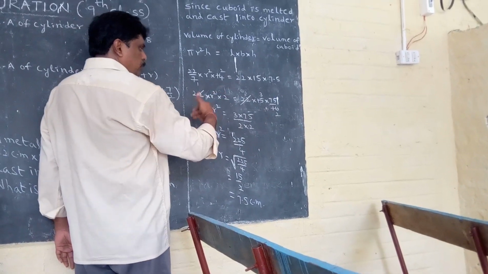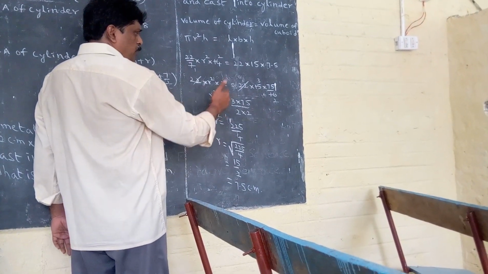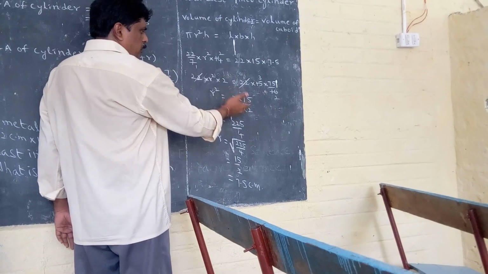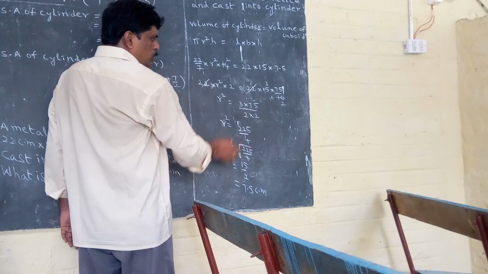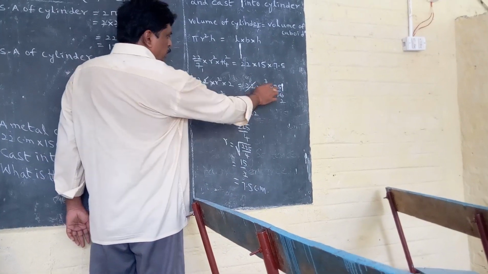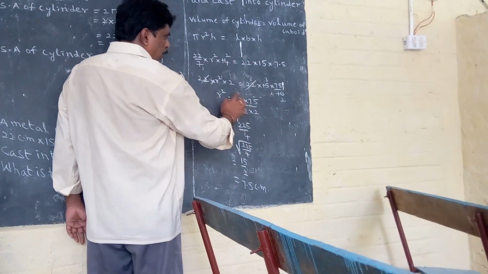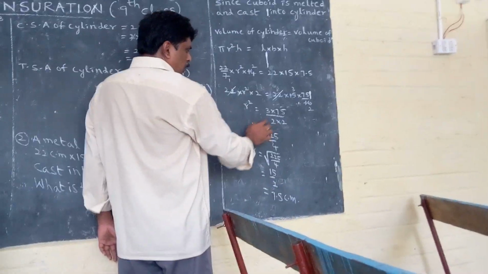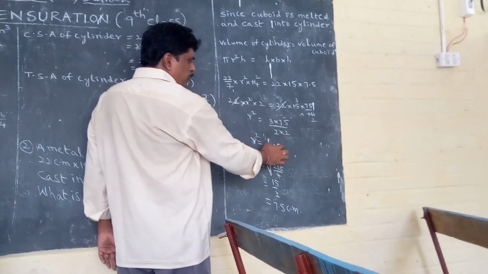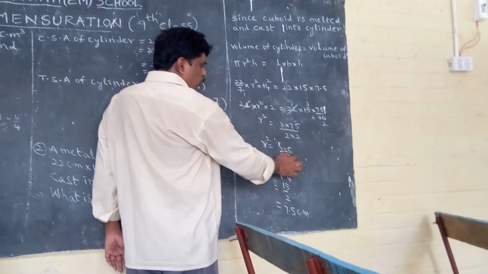So when we move it to the other side, it will divide by this number. So r square is equal to 3 into 75 by 2, and these two also divide here. And r square is equal to 3 into 75 is 225 by 2 into 2, which is 4.